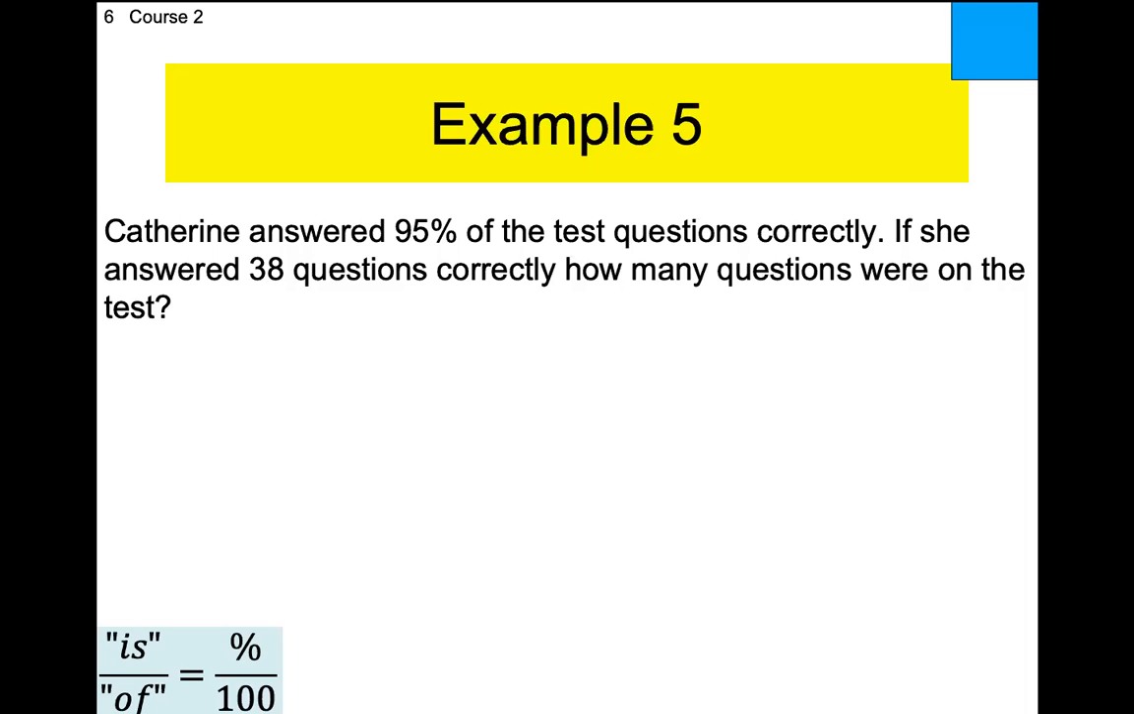So 95 of 100 equals 95%. You tell me. Is the larger number the of or the is? The larger number is the of, the smaller number. So is it the smaller number or the larger number? The smaller number. That is your is, not your of.